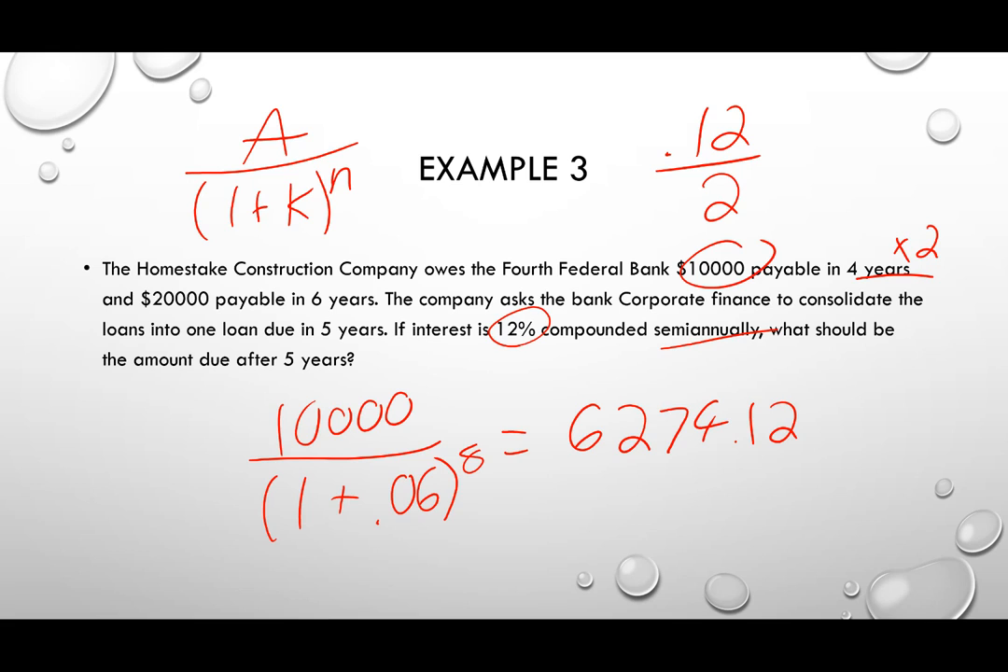$6,274.12. Now, what I'm going to do is put that number off to the side because I'm going to need it a little later. $6,274.12.